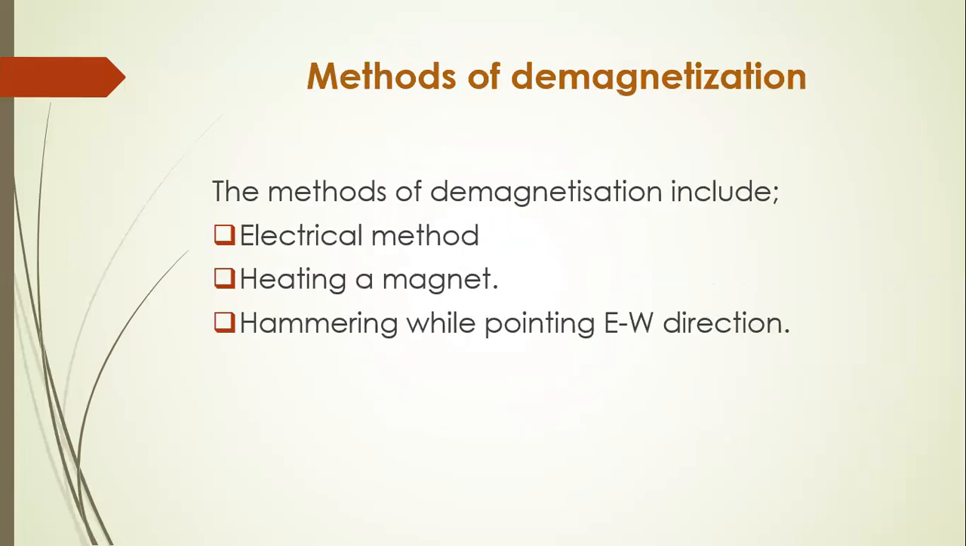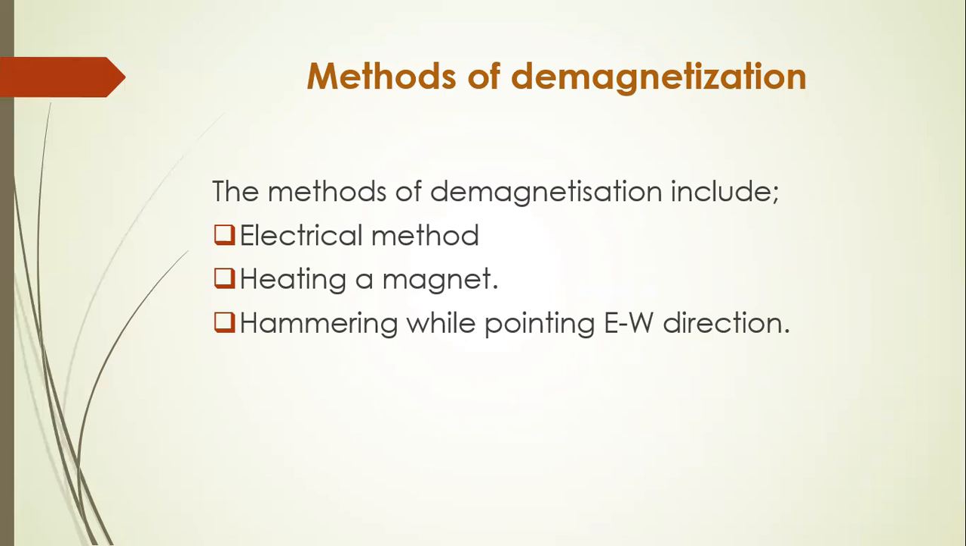So you have to note that when you are trying to induce magnetism within a substance. Now let's see the various methods of demagnetization. Here I was simply seeing the ways in which you can remove the magnetism from a substance. The methods of demagnetization include the electrical method, that is the first one, which we'll discuss briefly. Then there is hitting a magnet. So if you hit a magnet, for a time, it will lose its magnetism.